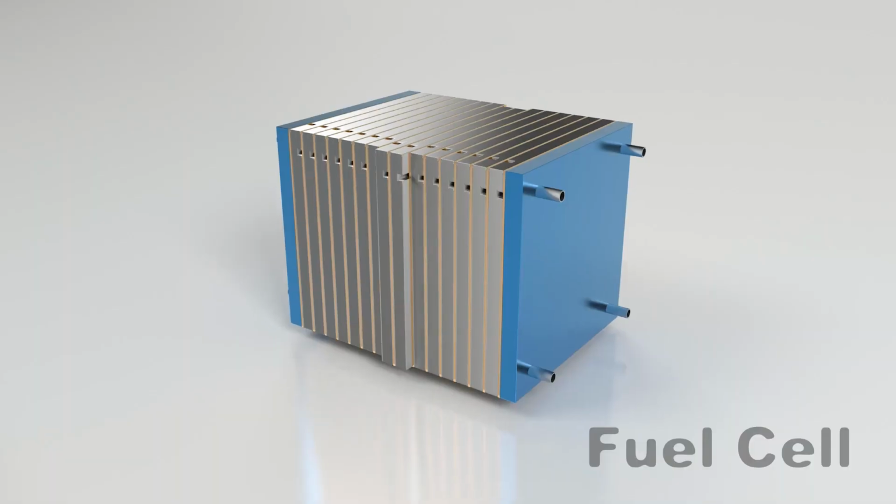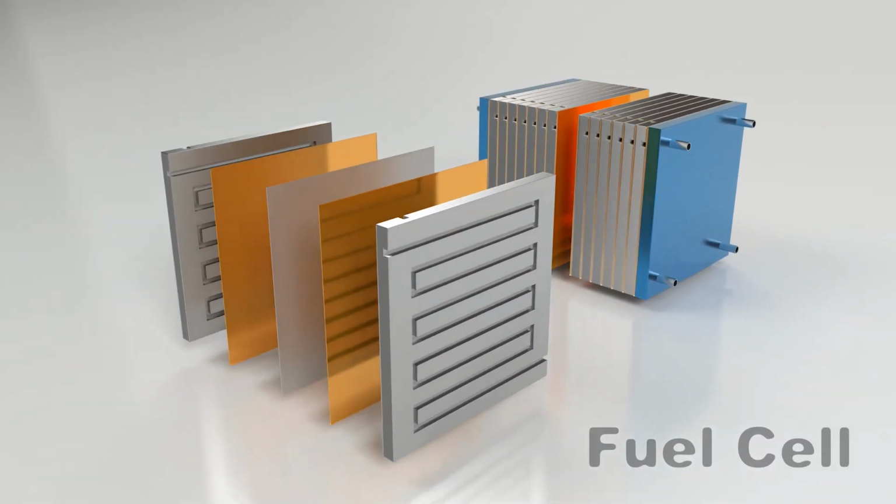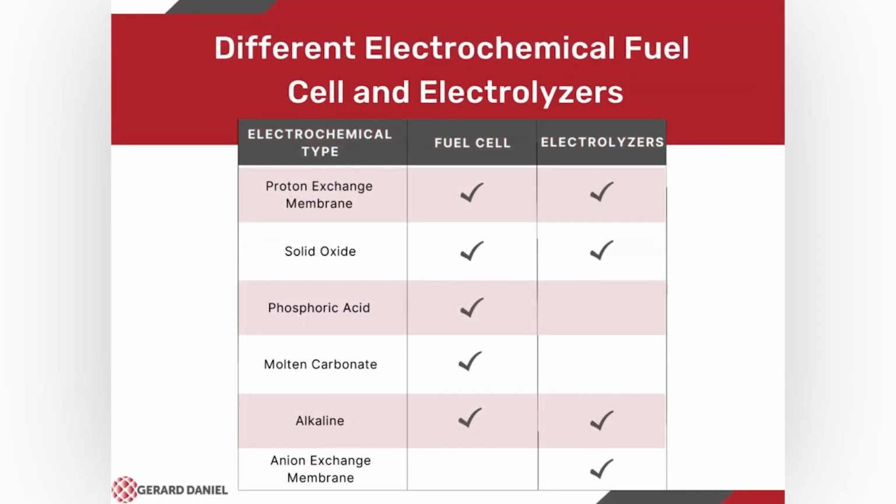Fuel cells use a reverse electrolysis process and consume hydrogen as the fuel source and oxygen as an oxidant, producing electricity and water. There are different types of fuel cells and electrolyzers. Common fuel cells in production are Proton Exchange Membrane Fuel Cells, Solid Oxide Fuel Cells, and Phosphoric Acid Fuel Cells, while typical electrolyzers are Proton Exchange Membrane Electrolyzers, Solid Oxide Electrolyzers, and Alkaline Electrolyzers.